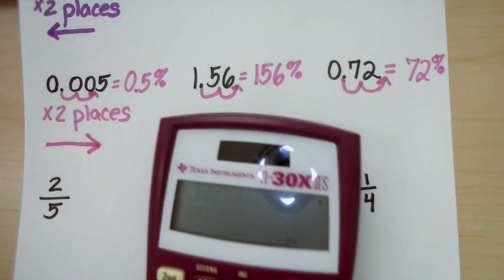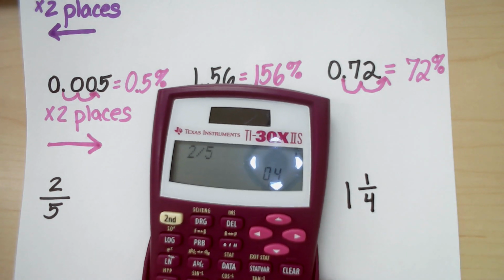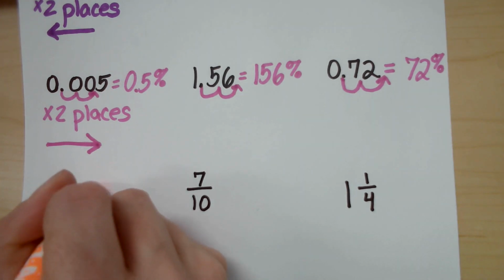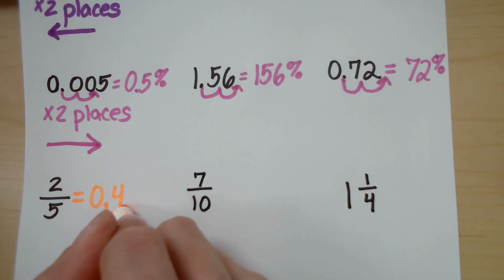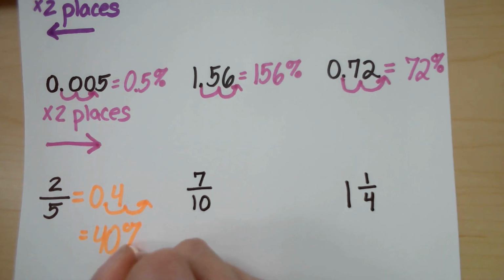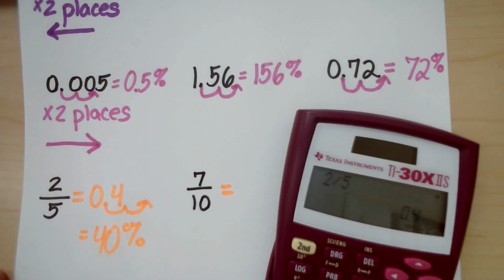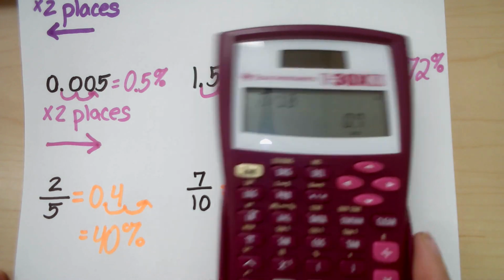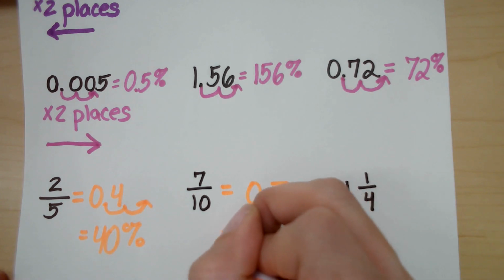So for 2 over 5, we would do 2 divided by 5, and we get 0.4. We divide the top by the bottom, so that's 0.4. But if we want it as a percent, we're going to move that decimal 2 places to the right, and we get 40%. For the next one, 7 over 10. 7 divided by 10 is 0.7, if you can see that on the screen. And then we move the decimal 2 places, so we get 70%.